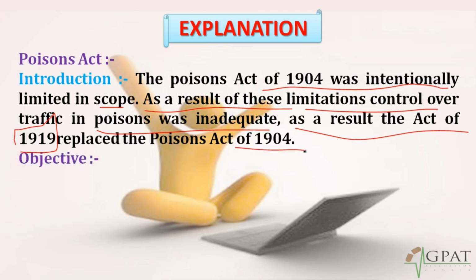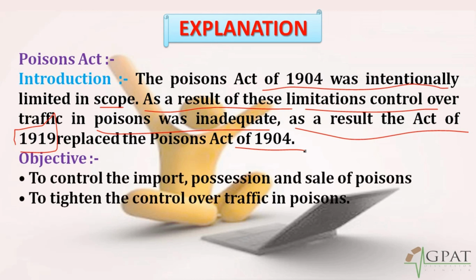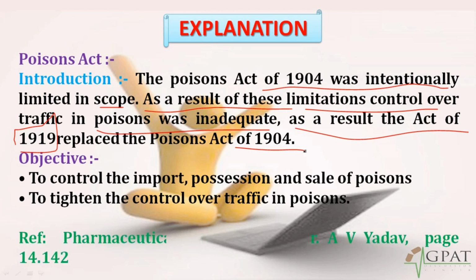What was the objective of the Poisons Act? To control the import, possession and sale of poisons, to tighten the control over traffic in poisons. You can refer to Pharmaceutical Jurisprudence, page number 14.142.